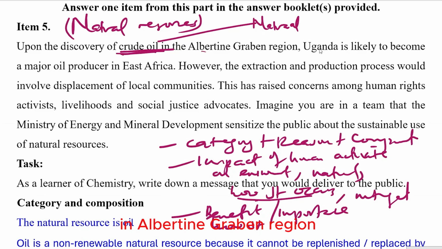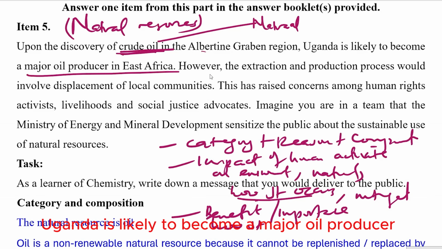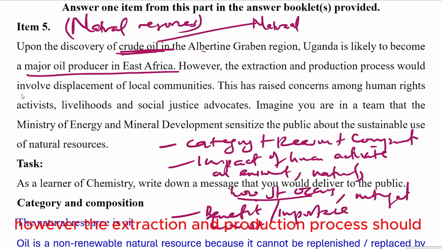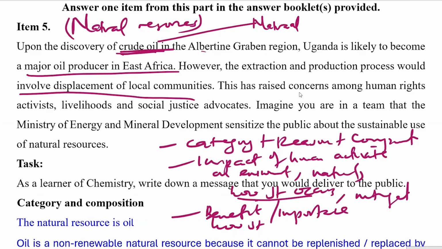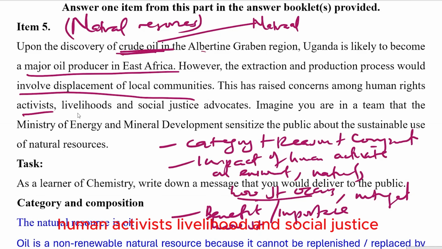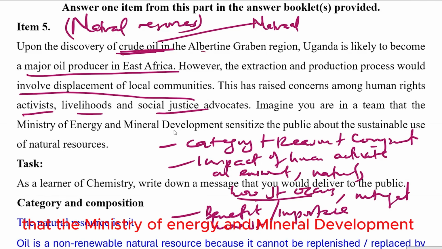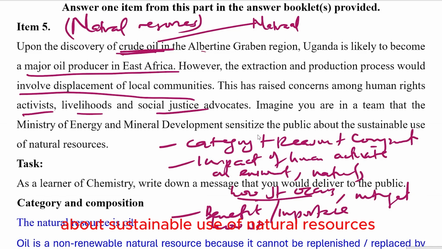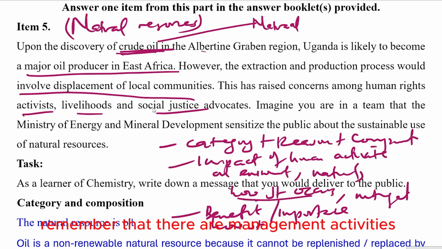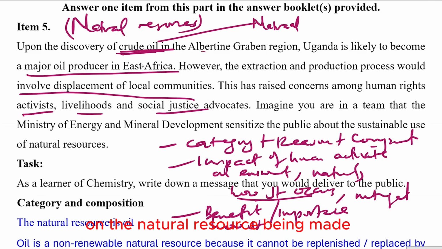In the Albertine Graben region, Uganda is likely to become a major oil producer. However, the extraction and production process would involve displacement of local communities. This has raised concerns among human rights activists about livelihood and social justice. Imagine you are in a team that the Ministry of Energy and Mineral Development sensitizes the public about sustainable use of natural resources. Remember that there are many human activities on the natural resource being made. There are oil spills. There is also burning of these fuels, because after separating crude oil into its components, the components can be burned for fuel in diesel engines, petrol engines, etc.